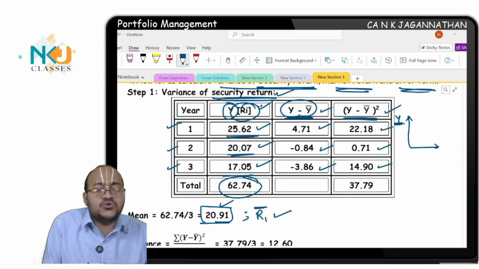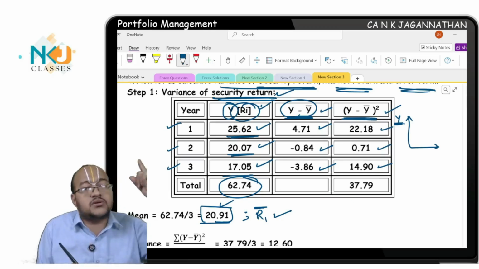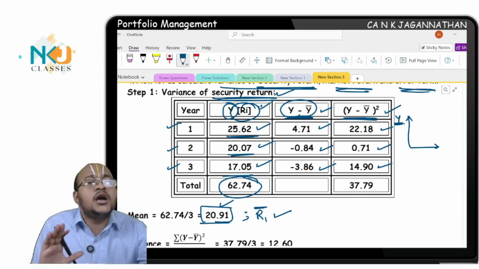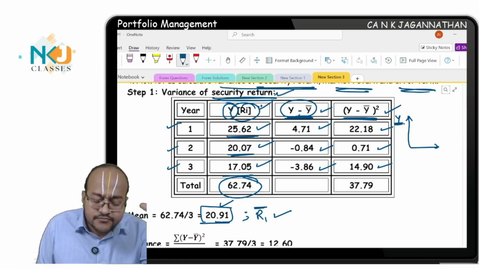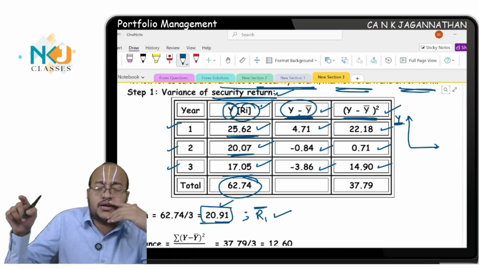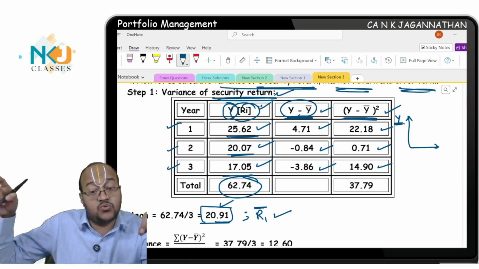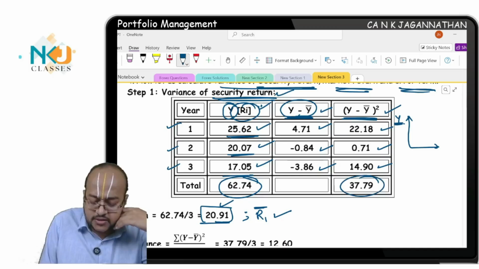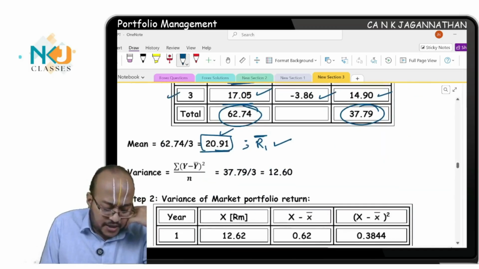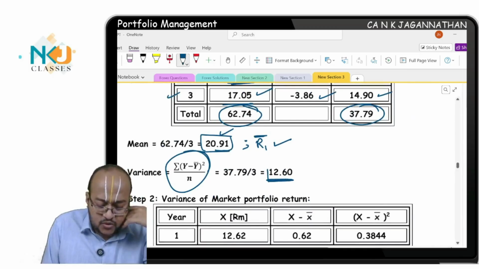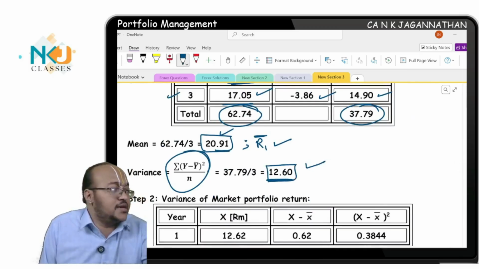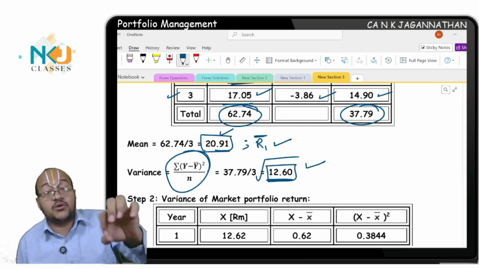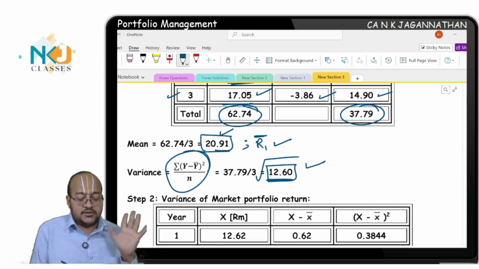Now you are using historical data, past exposed data. In the first lecture itself I told you how to find a standard deviation. We are not finding standard deviation. How to find variance? Very simple. The summation of y minus y bar the whole square, divided by 3. The summation of y minus y bar the whole square is 37.79 divided by n. If you do, simply you will get 12.6. This is the variance. If I square root it, I'll get standard deviation, but the Sharpe single index model uses variance as the measure of risk. Hence this is the way to proceed.